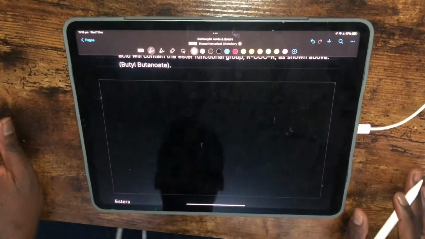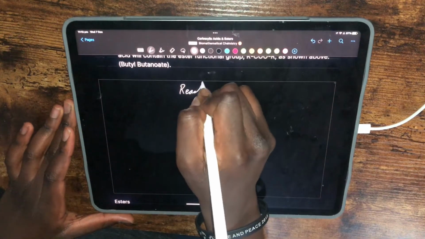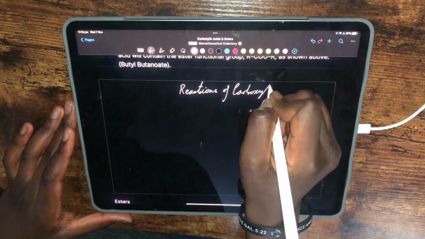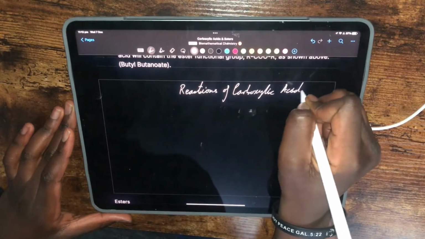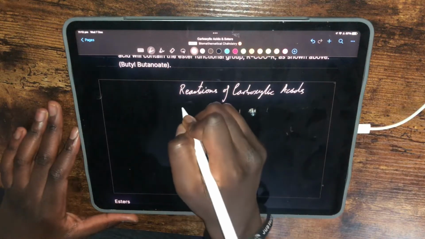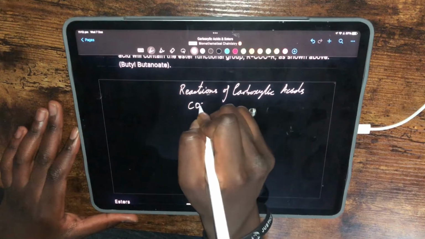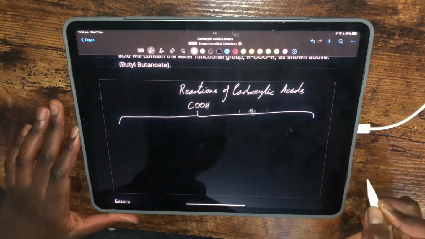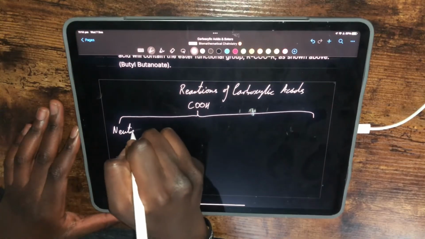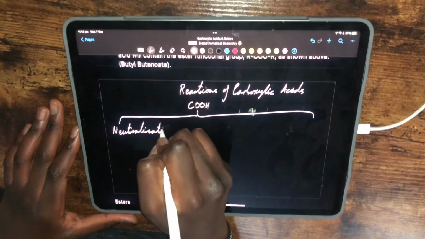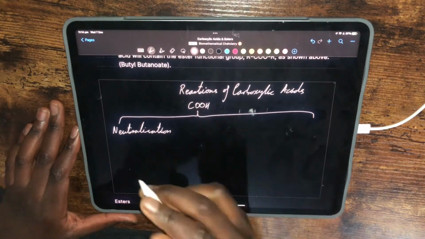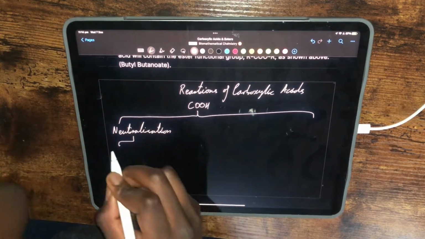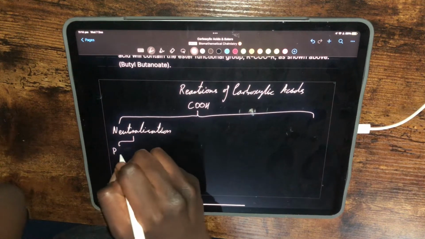So, reactions of carboxylic acids. I'll just write the functional group. Carboxylic acids can be involved in neutralization reactions, or they can be involved in esterification. We're going to go through the neutralization part first. In a neutralization reaction, they partially ionize in solution, or in this case water.